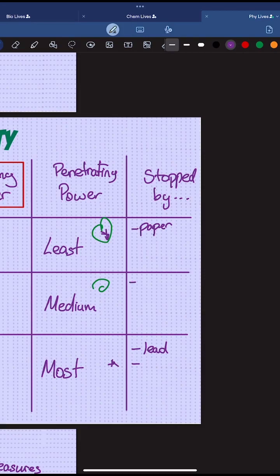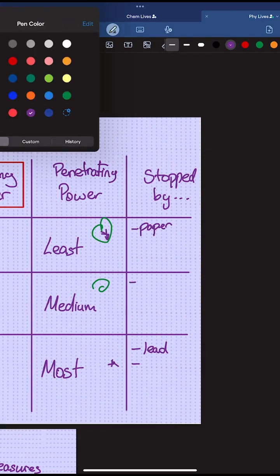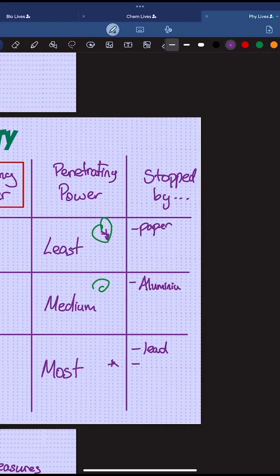Something else. One of these is stopped by skin. Which one is stopped by skin? Because that's quite important. And then we've got aluminium here. We can say concrete. Yes, concrete you can use to stop the gamma radiation. And then for skin, it's alpha. Alpha can't pass through skin, so it basically can't get inside of your body. And when it's inside your body, it can't leave your body because the skin blocks it.